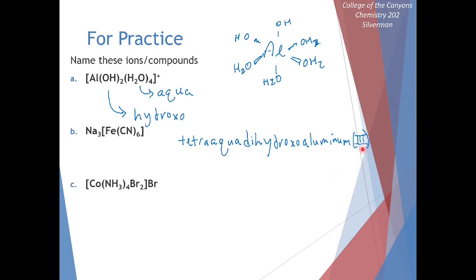We know the charge of aluminum is +3 based on, well, the math we've been doing previously. 2 negatively charged hydroxides, overall charge of +1.